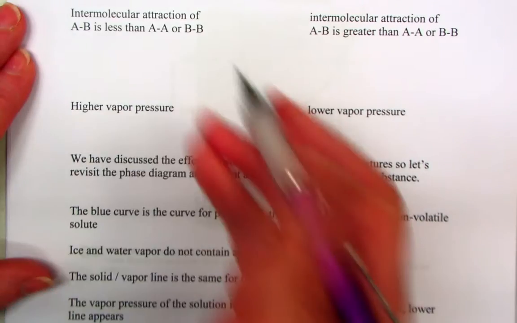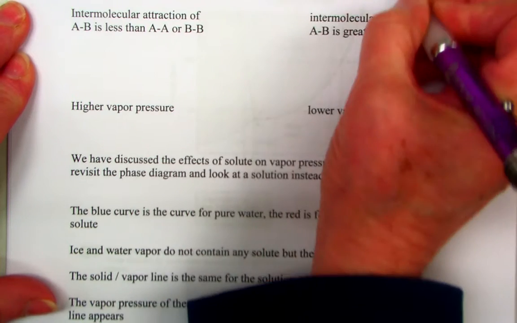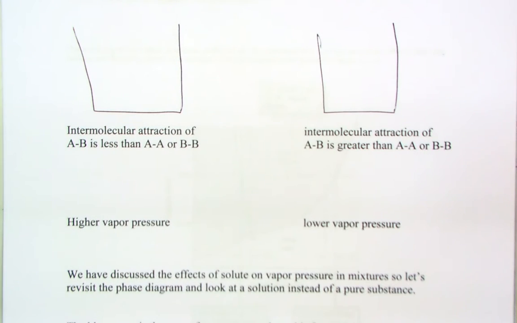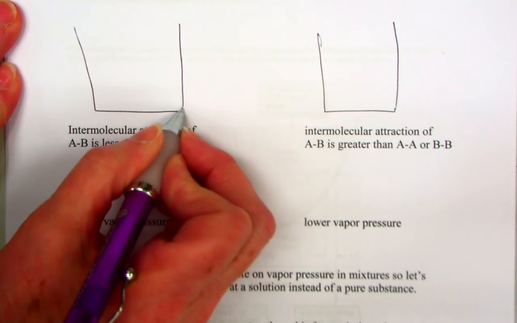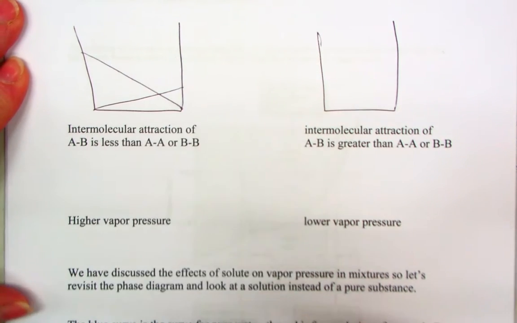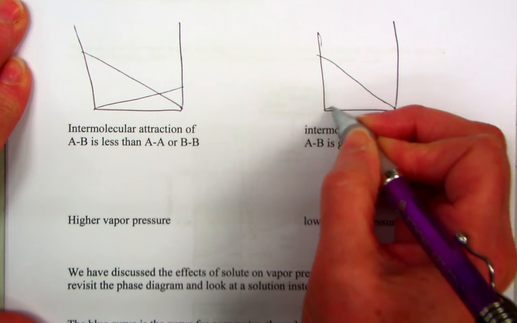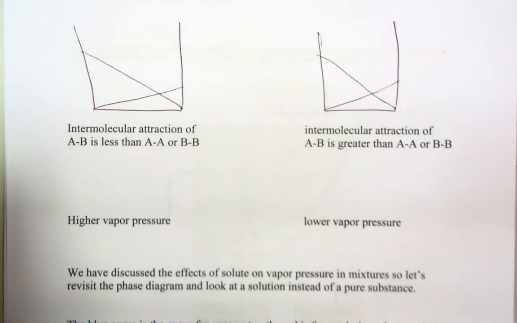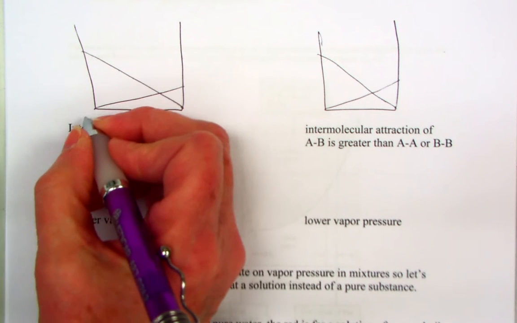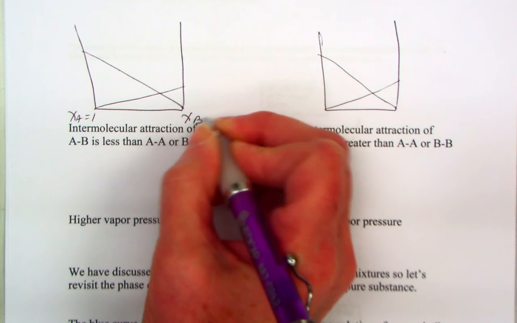So now I'm going to try and reproduce that twice. So if I try and reproduce that, this is the same thing I drew previously, even if it doesn't look exactly like it, right? So over here I have the mole fraction of A is 1. Over here the mole fraction of B is 1.